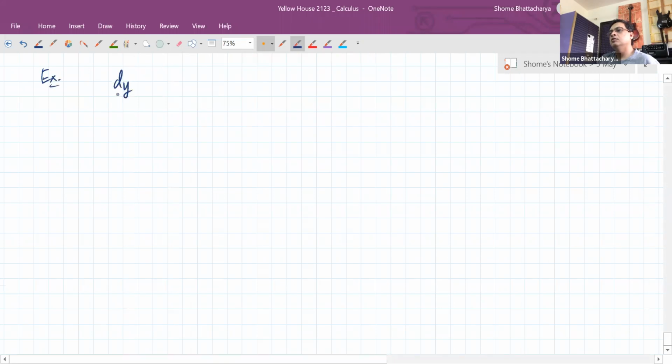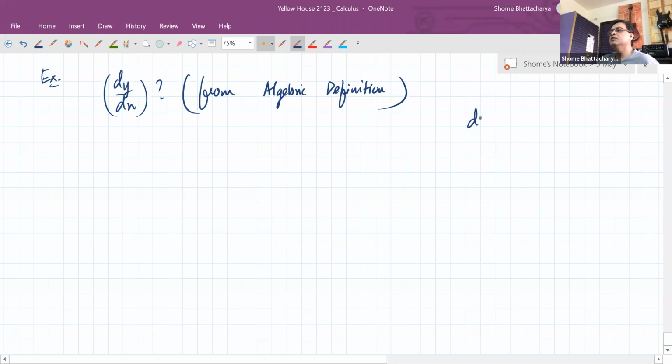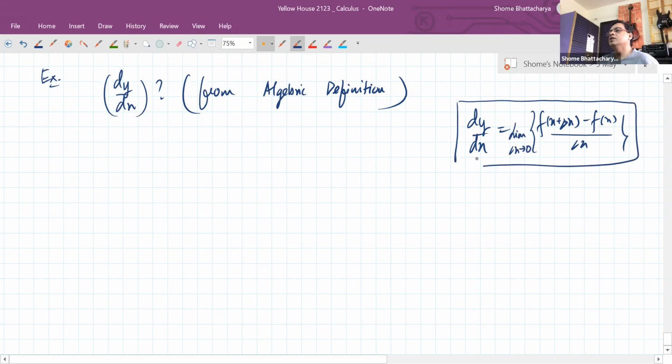Okay. Calculation of dy by dx from algebraic definition. Okay. So this is the example we are looking at. And what is the algebraic definition? The algebraic definition is this, that it is f of x plus delta x minus f of x divided by delta x, under the limit that delta x is tending to 0. This is the algebraic definition. Let's see how we can apply this in a particular example.